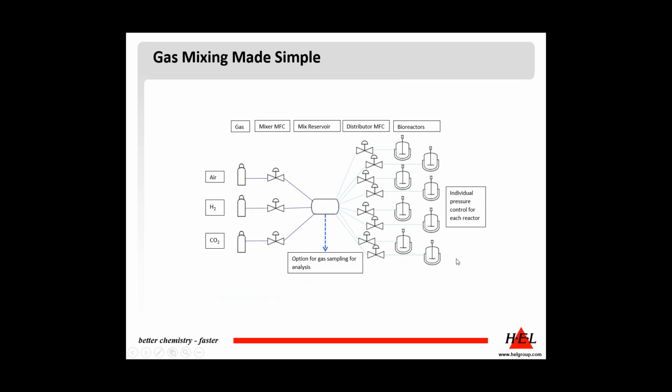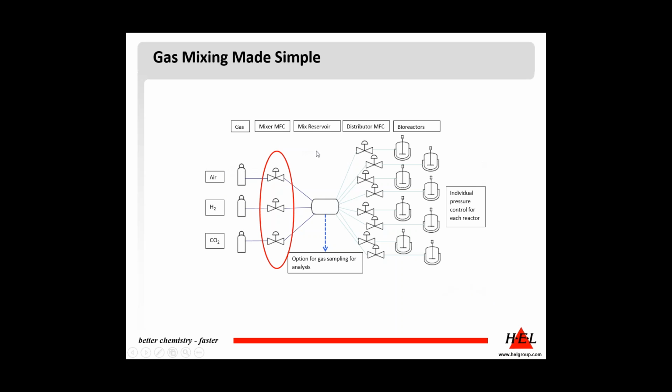So gas mixing can be quite complex if you're mixing different ratios of different gases, and what we wanted to do was make this as simple as possible for gas fermentation methods. This just shows an example schematic, although we can almost do any kind of gas mix, number of gases, ratios of gases and so forth. So in this example we've got air, hydrogen and CO2.